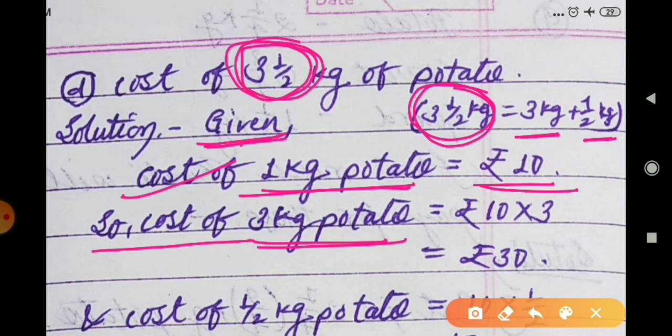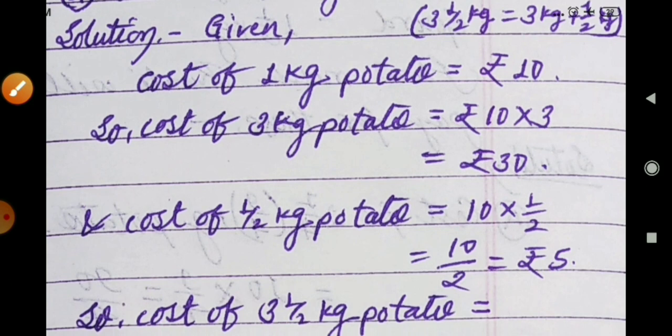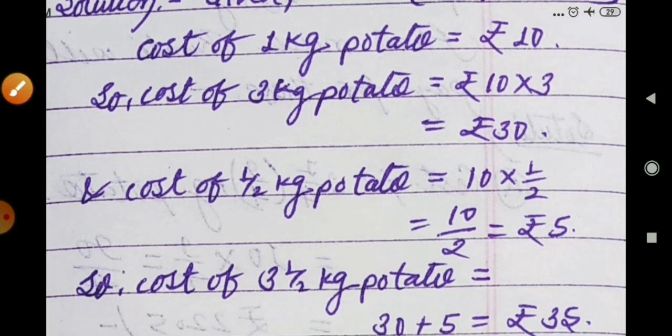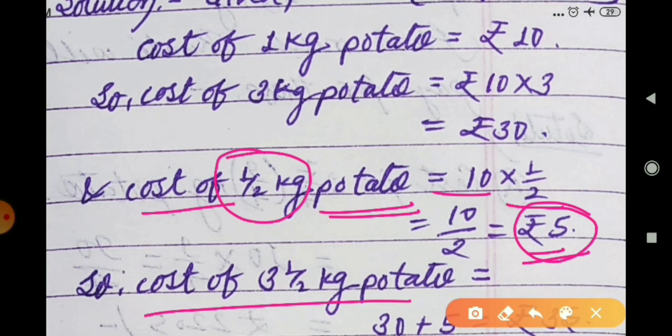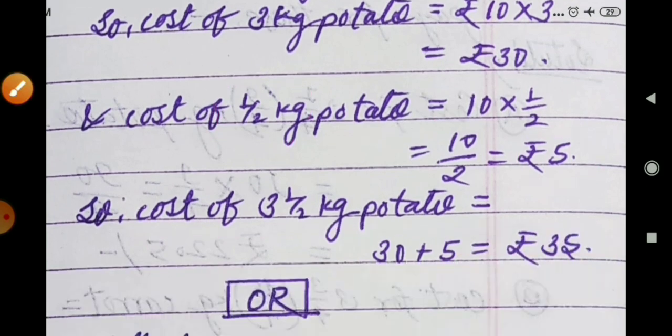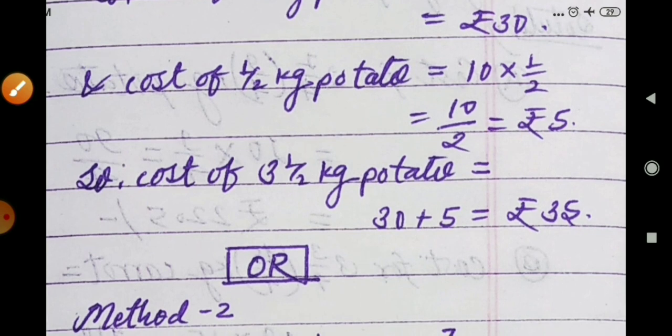How will you do this? Because here you have the cost of 1 and you are finding the value for many, means 3 kilogram. For that we are multiplying. So it is 30 rupees. Now you will find the half kilogram potato cost. So you will write cost of half kilogram potato is equal to 10 into half, it will be 5 rupees. So at last you will add this. So you will write cost of 3 and half kilogram potato is equal to 30 plus 5 is equal to 35 rupees. In this way you can solve this.